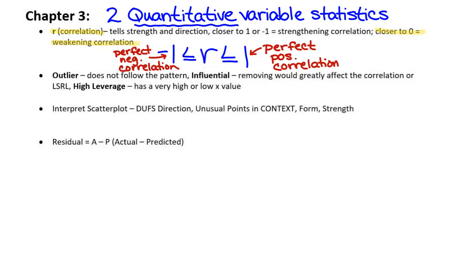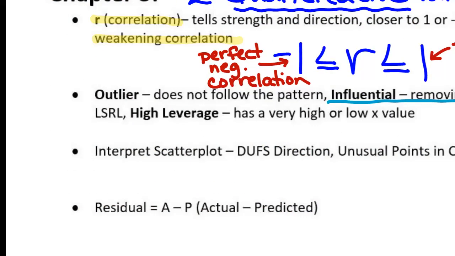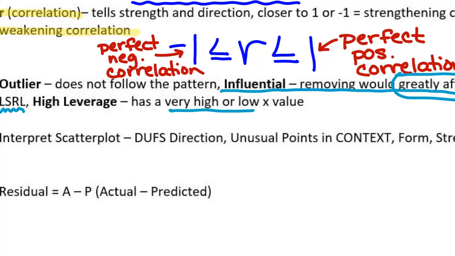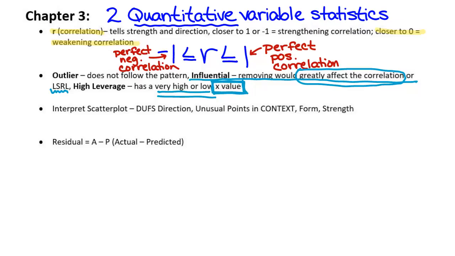Outliers are any points that don't follow the pattern. With an influential point, removing the point would greatly affect the correlation or the least squares regression line. And then high leverage has a very high or very low X value. The high leverage points are the ones where we think of this like a teeter-totter. And if you put weight on one side, what's going to happen to the overall line? Those would be those high leverage points. When we interpret the scatter plot, we have Duff's, direction, unusual points in context, form, and strength.